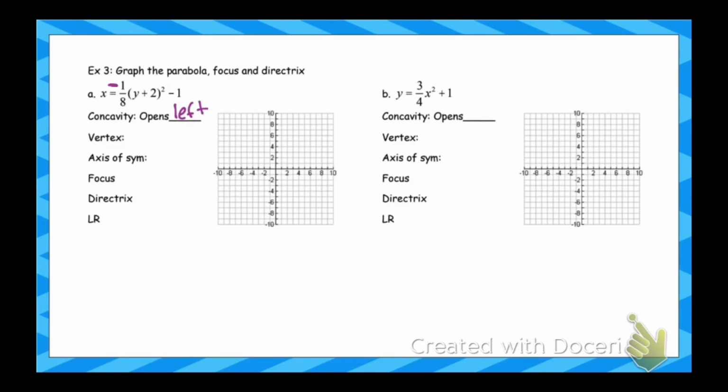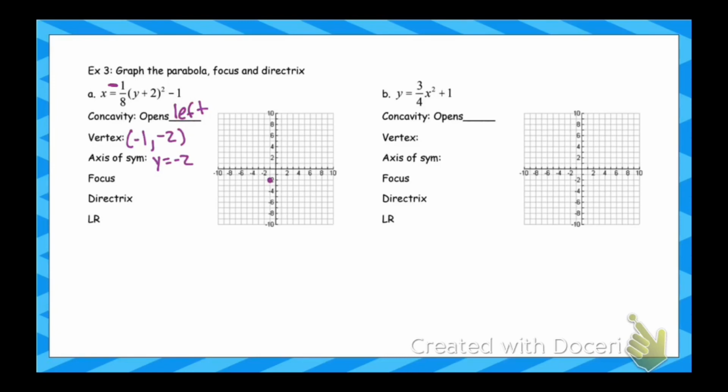All right, so our vertex here would be a negative 1 for the x-coordinate. Again, be careful. What's with the y goes with the y. The y-coordinate for this is going to be negative 2. Axis of symmetry, since this is going to open horizontal, is going to be a y equals equation. So this is going to be y equals negative 2. So to graph this, let's go ahead and plot our vertex. So negative 1, negative 2.